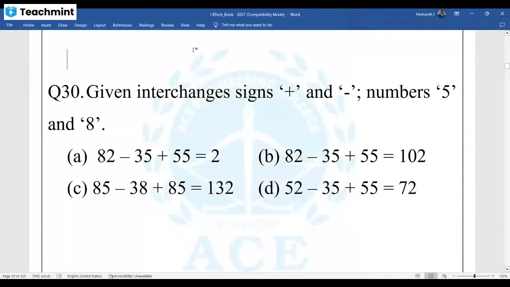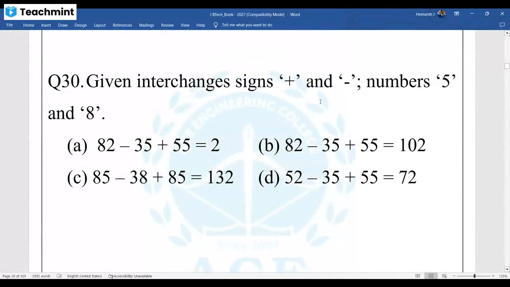Now this one, I hope you already solved this model. They said plus and minus to be interchanged, and 5 and 8 should be interchanged, then the equation should be true. Which option? Wherever 5 is there, put 8. Wherever 8 is there, put 5. Plus as minus, minus as plus.